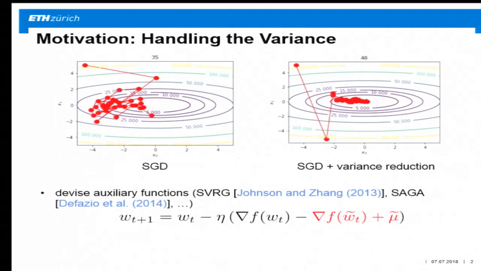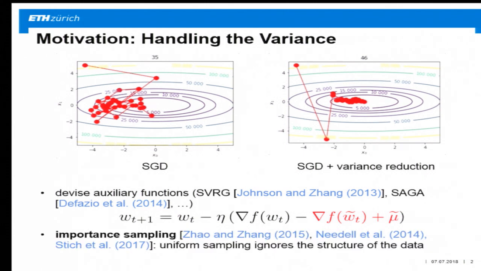Here I want to highlight two techniques in stochastic optimization to confront the variance. The first path is taken by SVRG and friends. These methods come up with auxiliary functions that are added to the gradients, such that they don't introduce bias but actually reduce the variance. And the second technique is importance sampling, the motivation behind this being that uniform subsampling ignores the structure of the data, so can produce high variance estimates.